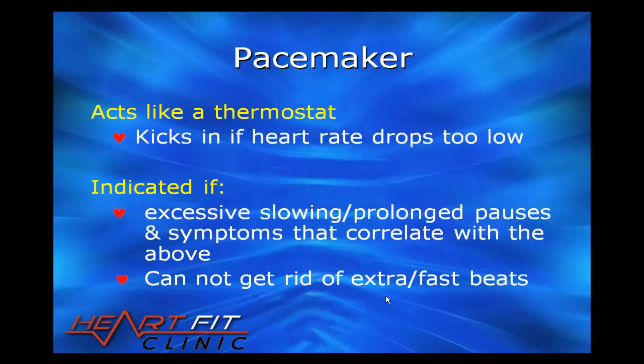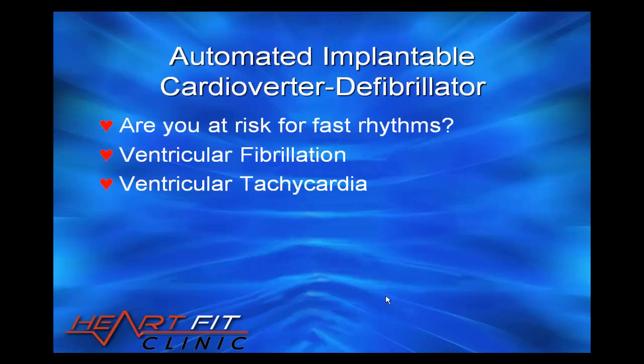So it does not get rid of extra or fast beats, and that's where you require an automated implantable cardioverter defibrillator. Now, a pacemaker, like I said, cannot get rid of the fast beats, so if it goes too fast, you may require what we call an AICD. So if you are at risk of fast rhythms such as ventricular tachycardia or ventricular fibrillation, then an AICD may be an option for you. It is basically inserted in the chest cavity and it will send a shock to your heart, or cardiovert it, and defibrillate your heart to bring it back to normal heart rhythm.